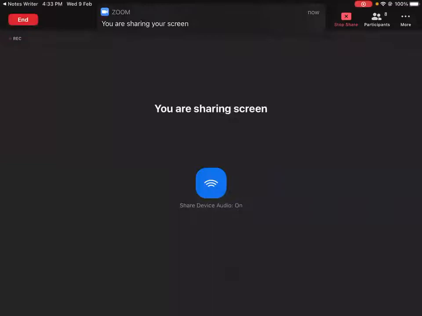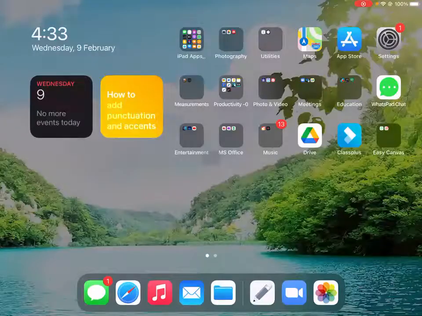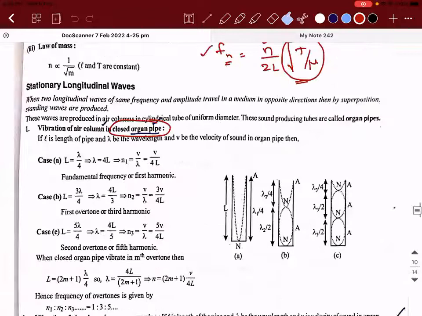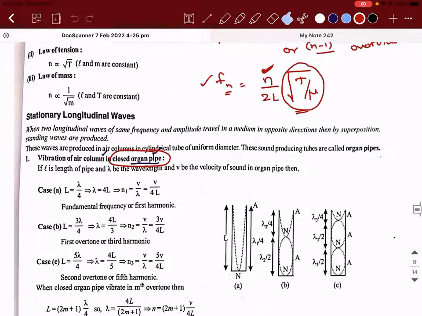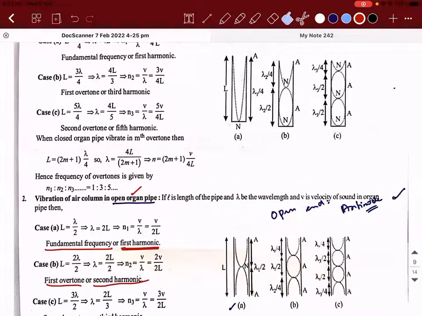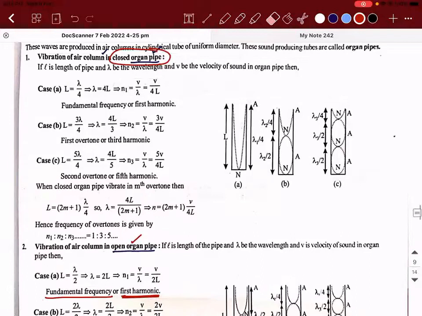So what was the last topic we were discussing? We discussed closed and open organ pipe. Sorry, we discussed this thing, right? Transverse wave on a stretched string. Then we discussed how the vibration occurs for air column in open organ pipe. Right. So is there any doubt that you have from the topics that we have discussed till now?